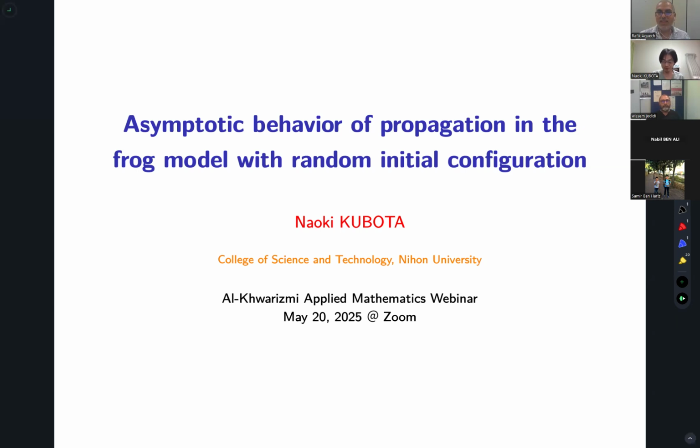Today's topic is very related to information spreading. In particular, recently I have been studying first passage percolation and its related models. Today I want to treat the so-called frog model, which is one of the models to describe information spreading. I want to explain the behavior of propagation in the frog model, and introduce the results I have studied in this field.